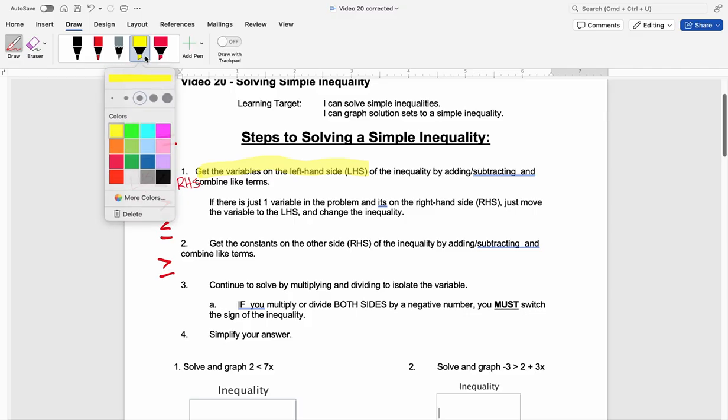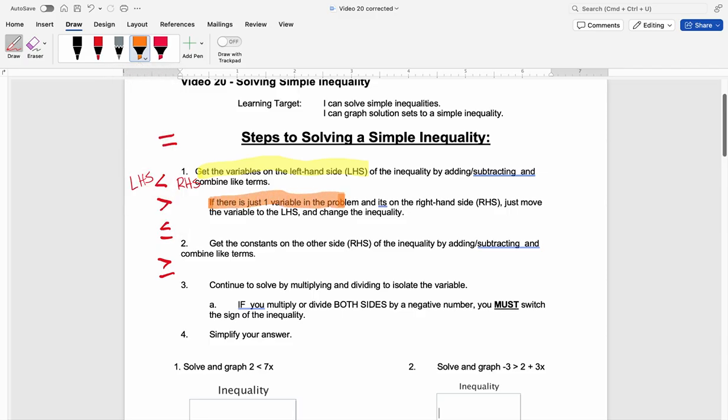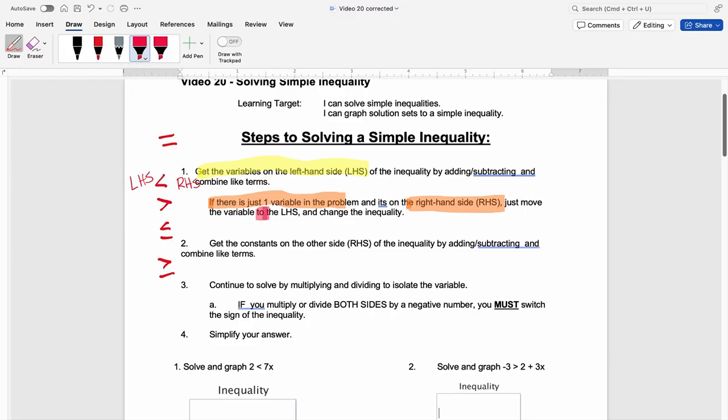But we want to point out a little shortcut here. If there is one variable in the problem and it's on the right-hand side, we want to move that variable to the left-hand side. We move it by just changing the inequality. So if it is a less than, we make it a greater than. If it's a greater than, we make it a less than.